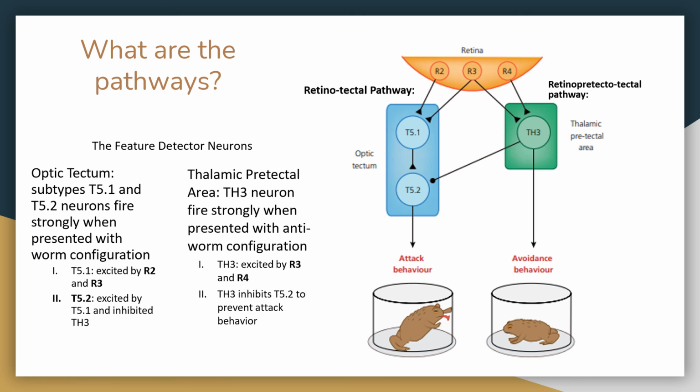So it's important for the Th3 neurons to inhibit the T5.2 neurons because, as you can see in the retina, R3 neurons excite both T5.1 neurons and Th3 neurons.